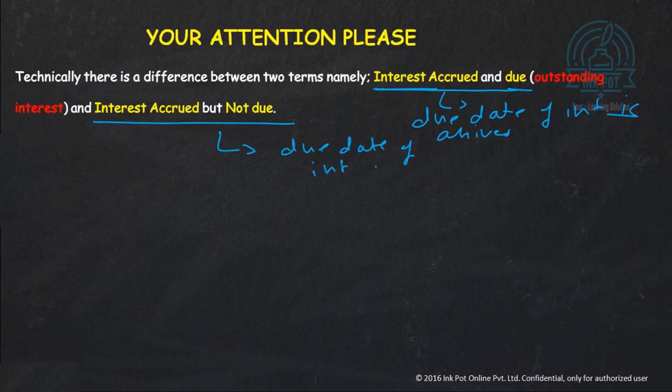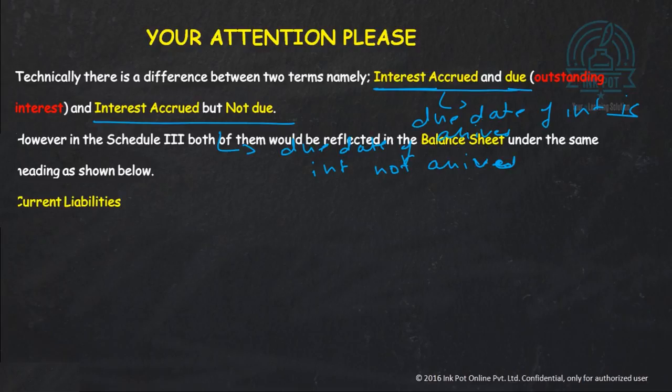As per the old schedule, we show them separately. Interest accrued and due was shown under the heading along with the debentures or long-term loans. But interest accrued but not due was a part of current liabilities. As per the new schedule, we have to show it under the heading of current liabilities and other non-current liabilities. Part A will be shown under current liabilities, and B will be shown under other current liabilities.